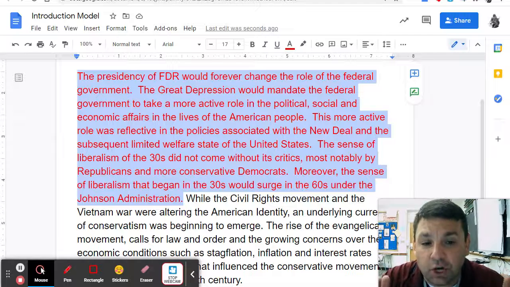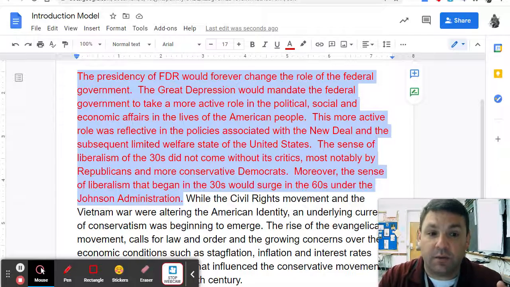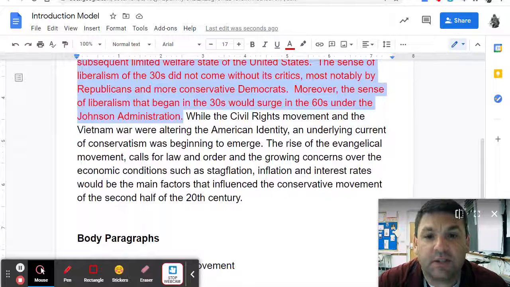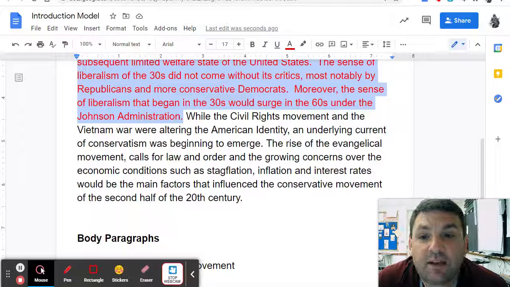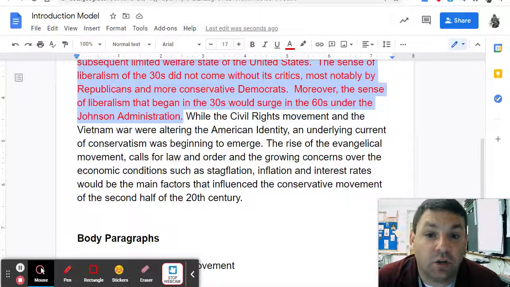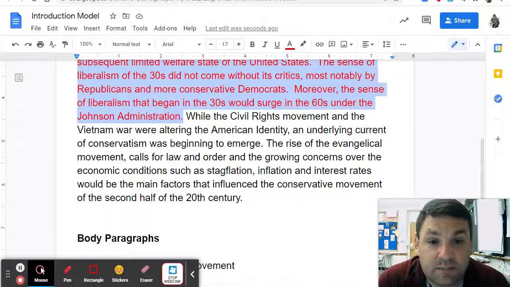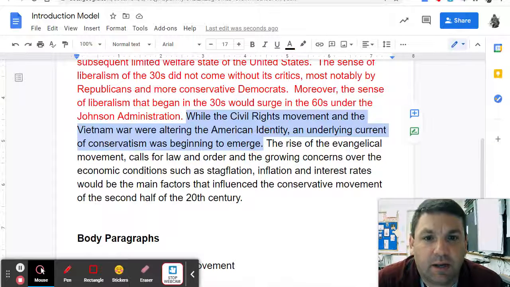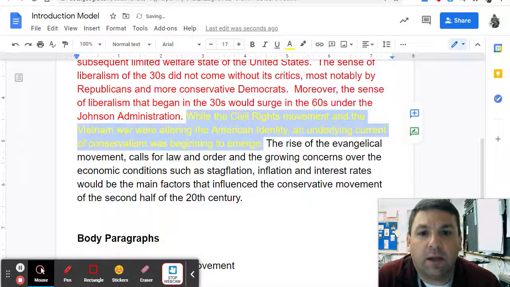Now, we can't just jump right into our thesis, because that is going to jump ahead in time from 1960 to 1989. We need what we're going to call a transition sentence. We need to now transition into our thesis statement. Okay, so our transition sentence is going to be, "While the civil rights movement and the Vietnam War were altering the American identity, an underlying current of conservatism was beginning to emerge." So now this is connecting back to the surge of liberalism under the Johnson administration of the 60s. So this is my transition right here. So I'm going to highlight this in yellow, okay? Ooh, that's bright.